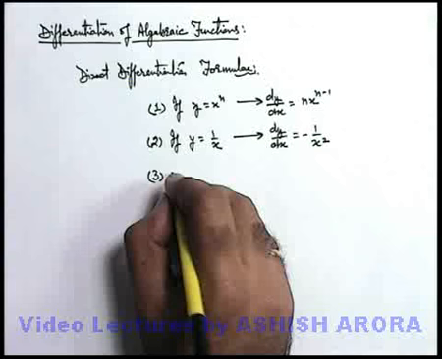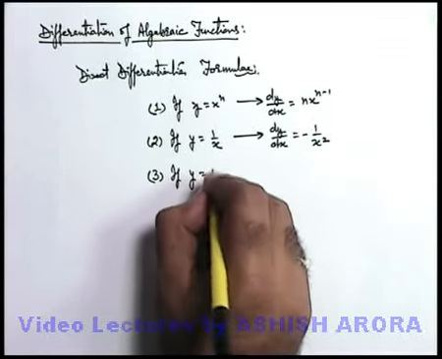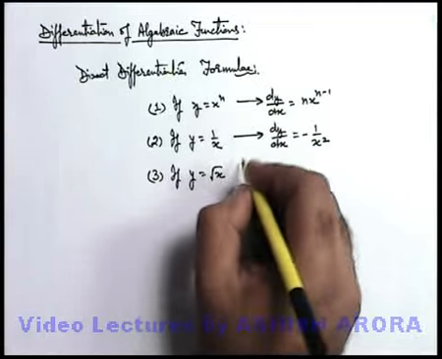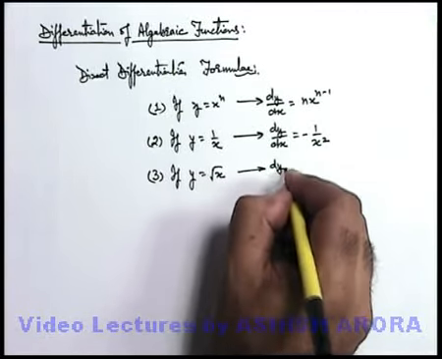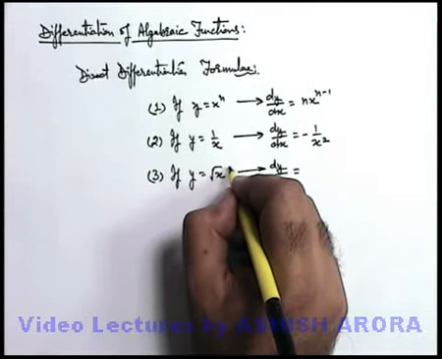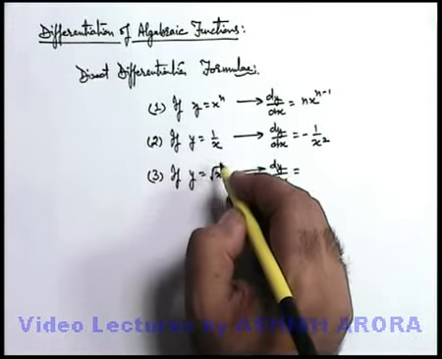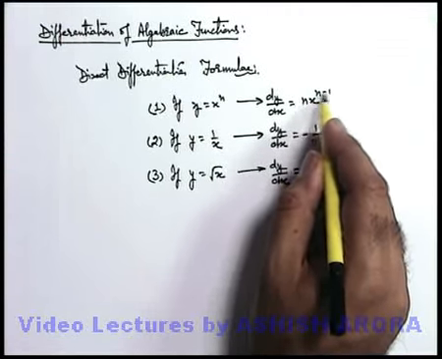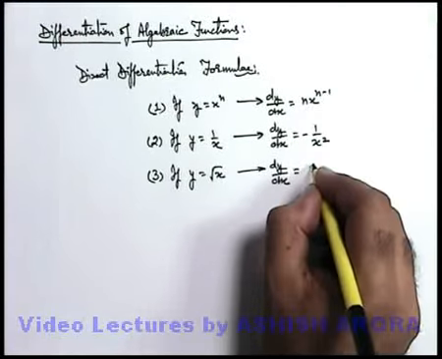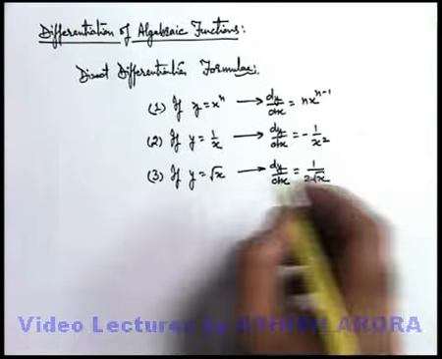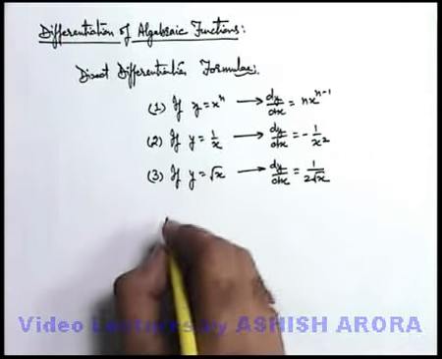Third one is also linked with this. If y is equals to root x, using the first formula you can calculate directly what will be the value of dy by dx for root x. This is x to power 1 by 2, so here the value of n is 1 by 2. When you put it here, it will be 1 by 2 x to power minus 1 by 2. So it will be 1 by 2 root x. This will be the differentiation of y if y is equals to root x.